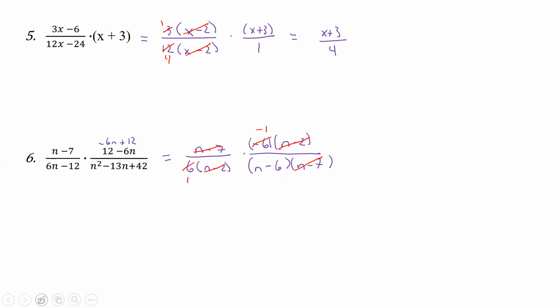So now that's as far as I can cancel out. And so now I've made this equal to a negative 1 over n minus 6. And so that big set of two rational expressions has reduced to a minus 1 over an n minus 6.